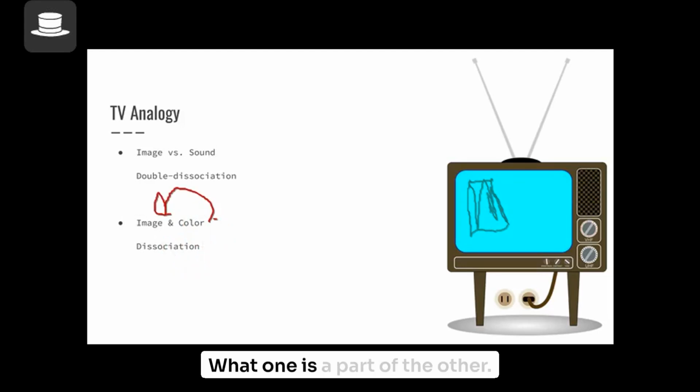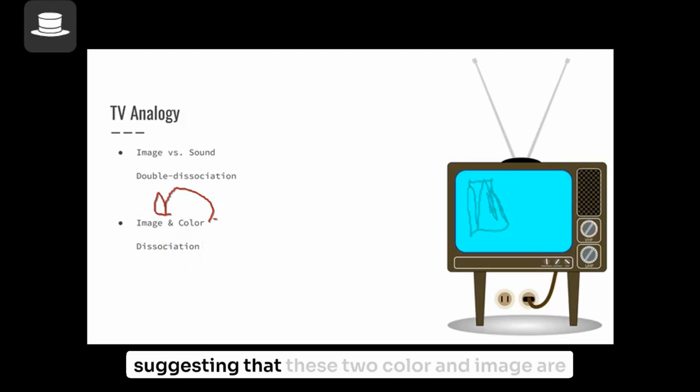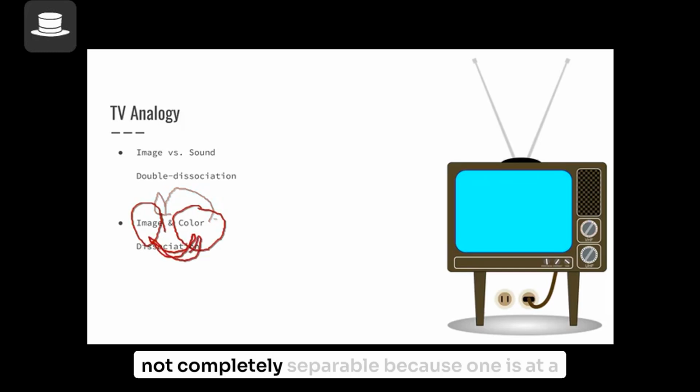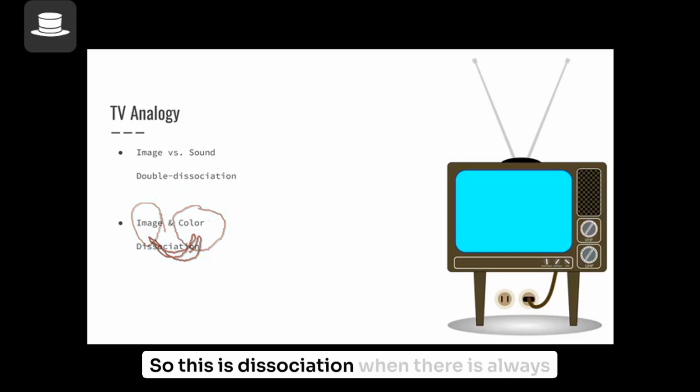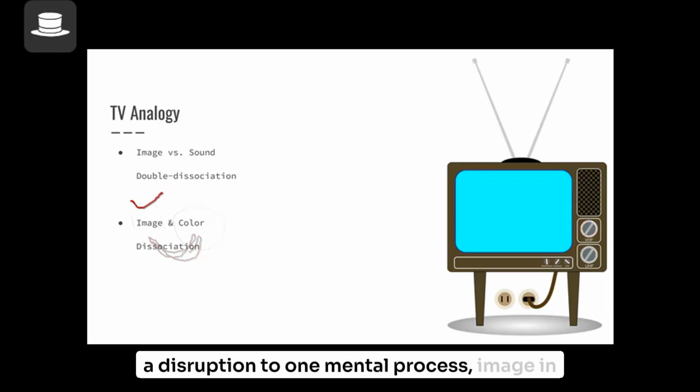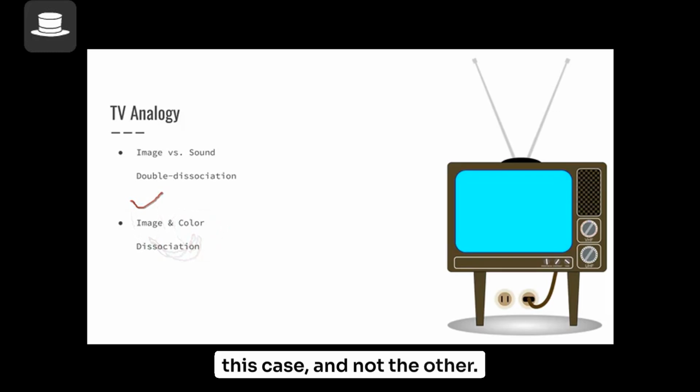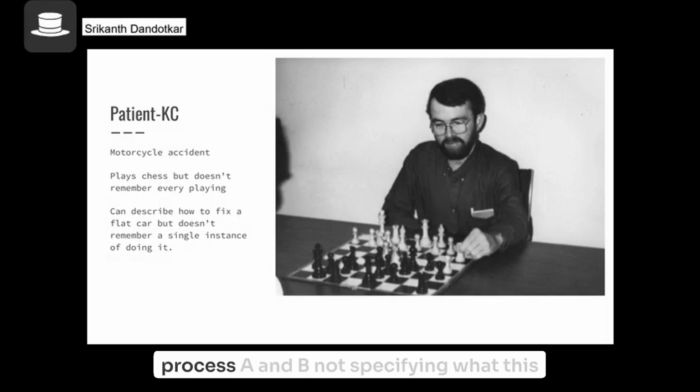One is a part of the other, suggesting that these two, color and image, are not completely separable because one is at a higher order than the other. The moment there is color, there is also image. So this is dissociation, when there is always a disruption to one mental process, image in this case, and not the other. And so far, we've been talking about mental process A and B, not specifying what this could be.